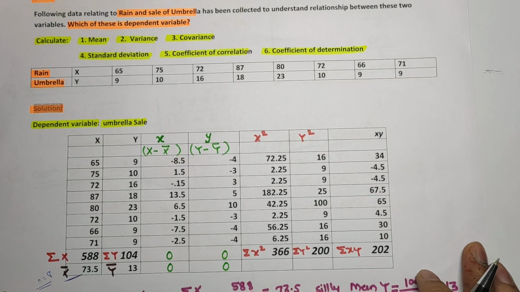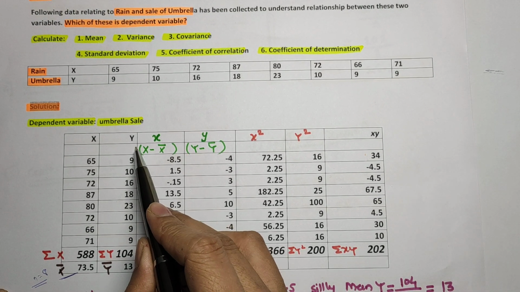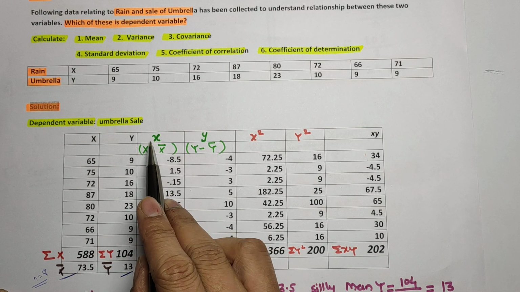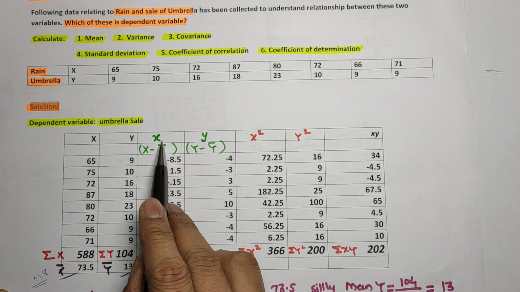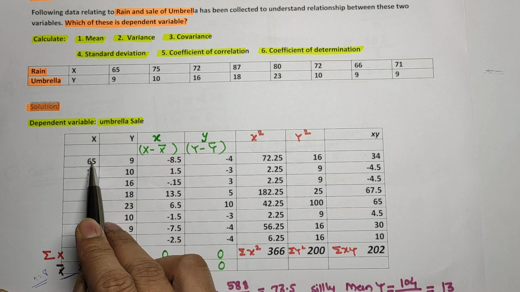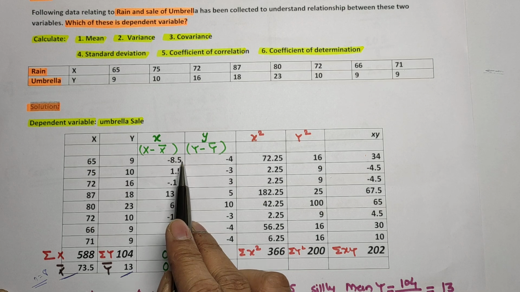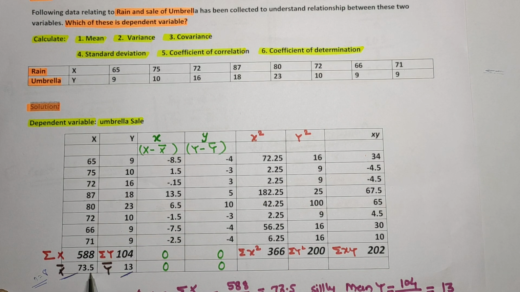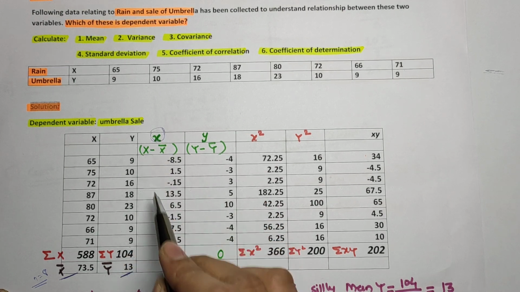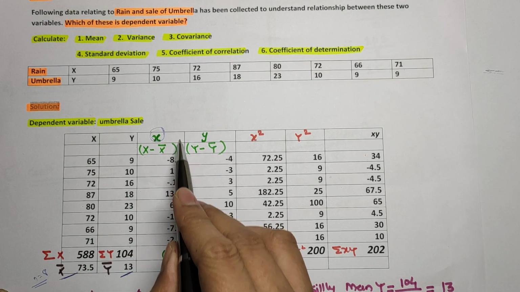Similarly you have to calculate for y. Summation of y you will get 104 here, and y bar you will get 104 divided by 8, which is 13. Okay, so how to find small x? Small x is nothing but capital X minus x bar. So 65 minus 73.5 you will get minus 8.5. 75 minus 73.5 you will get 1.5. 72 minus 73.5 you will get minus 1.5. So your small x value may be positive or negative. Depending on that you have to find small x.